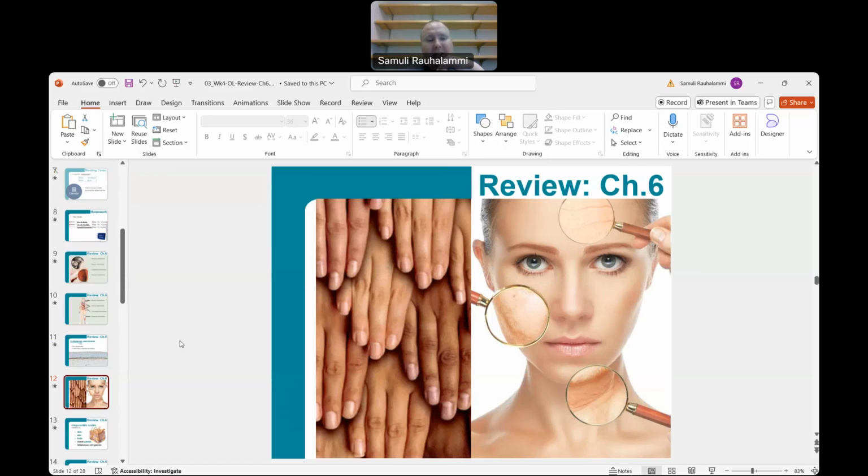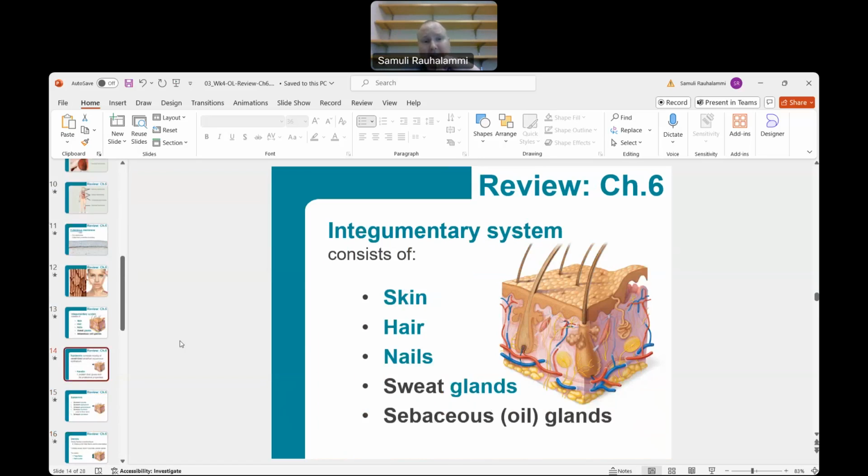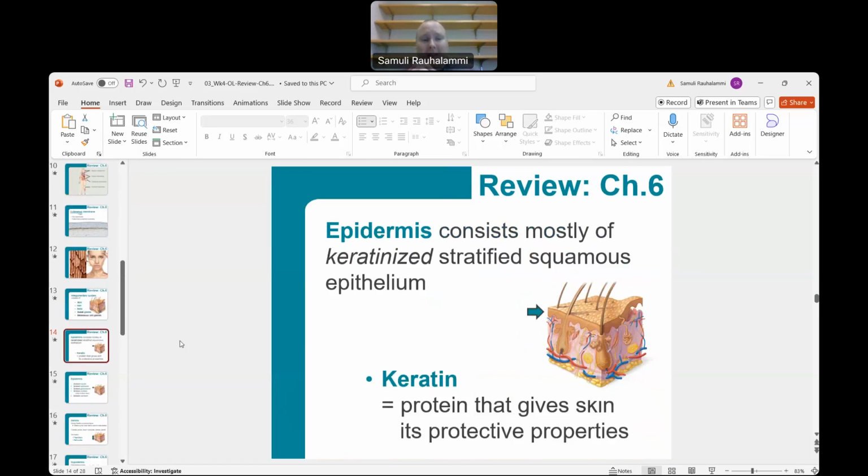Let's have a look at the skin and the structure of the skin a little bit. And here, as a reminder, we will also be talking today a little bit about the hair, a little bit about the nails, and a little bit about the related glands. If we look at the skin, skin is made of a few different layers, and the epidermis is the outermost layer of the skin. This layer is made of keratinized stratified squamous epithelia, like we discussed earlier on. And really the keratin is going to be crucial here in giving the protective functions and properties to the skin.